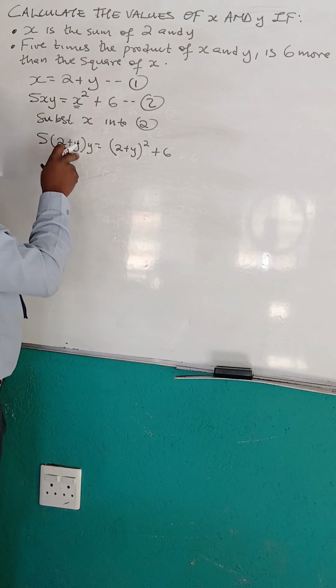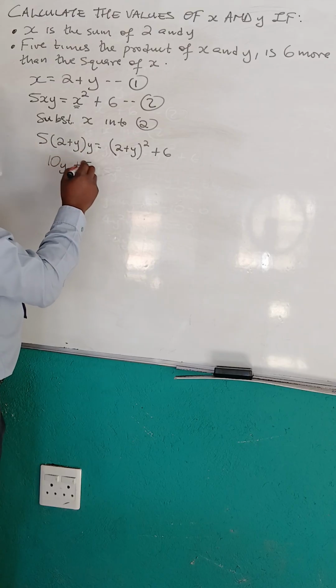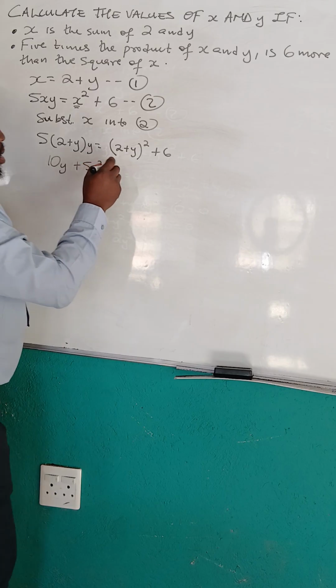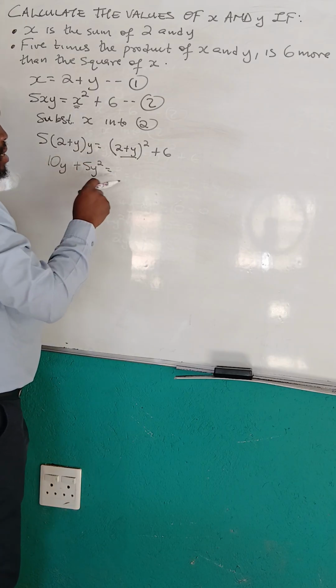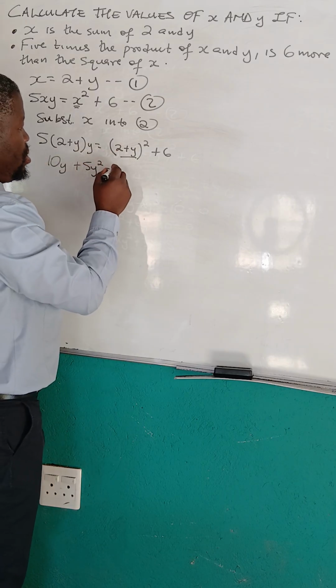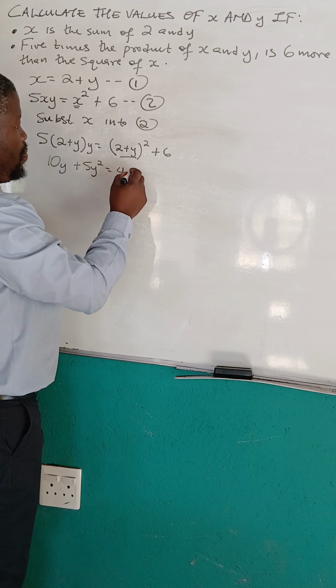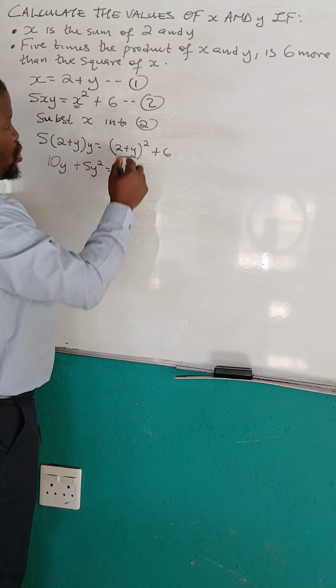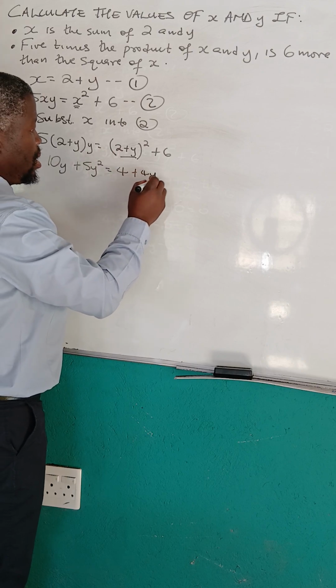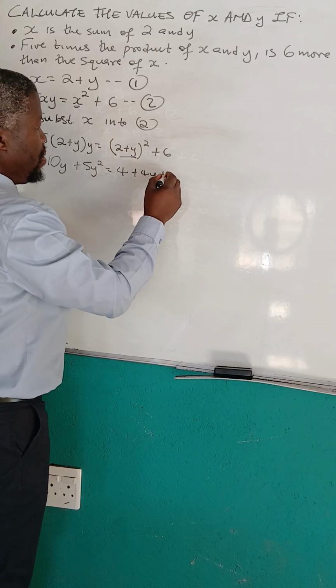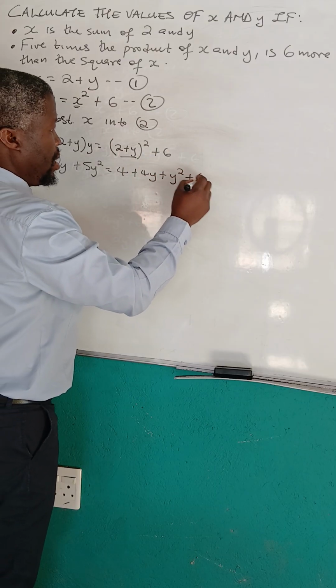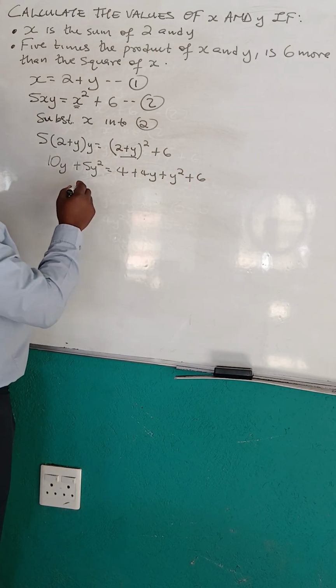y times y is y squared, times 5, we get 5y squared. If we expand that, we're going to get 2 times 2, giving us 4, plus 2 times y is 2y, plus 2y, we get 4y. y times y will give us y squared, plus 6.